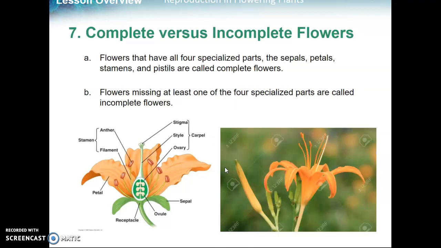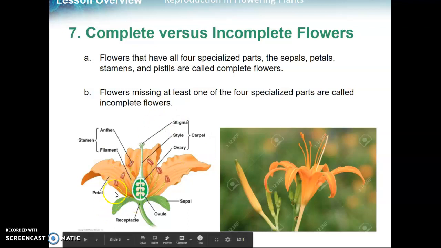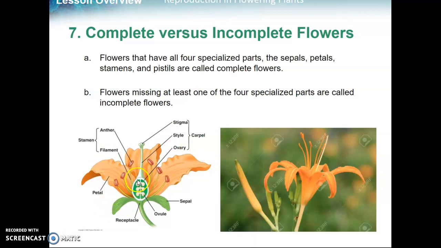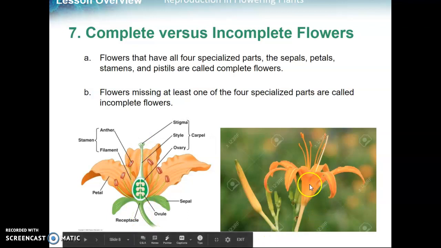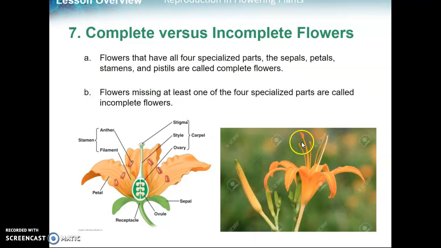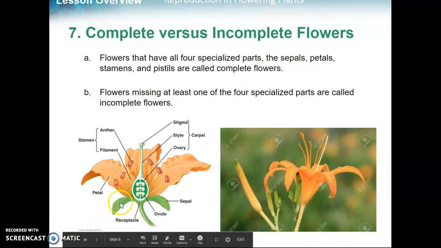So let's talk about complete versus incomplete flowers. Flowers that have all four of those pieces we just talked about, sepals, petals, stamens, and pistils, are called complete flowers. So this is a complete flower. It's got the sepals, the petals, the stamen, the pistil. A flower that's missing at least one of those pieces is called an incomplete flower. Here's an incomplete flower. This white piece is the pistil. These orange pieces sticking up are the stamens. And then we have the orange flower petals, but we're missing the sepals on this daylily. So we call this an incomplete flower.